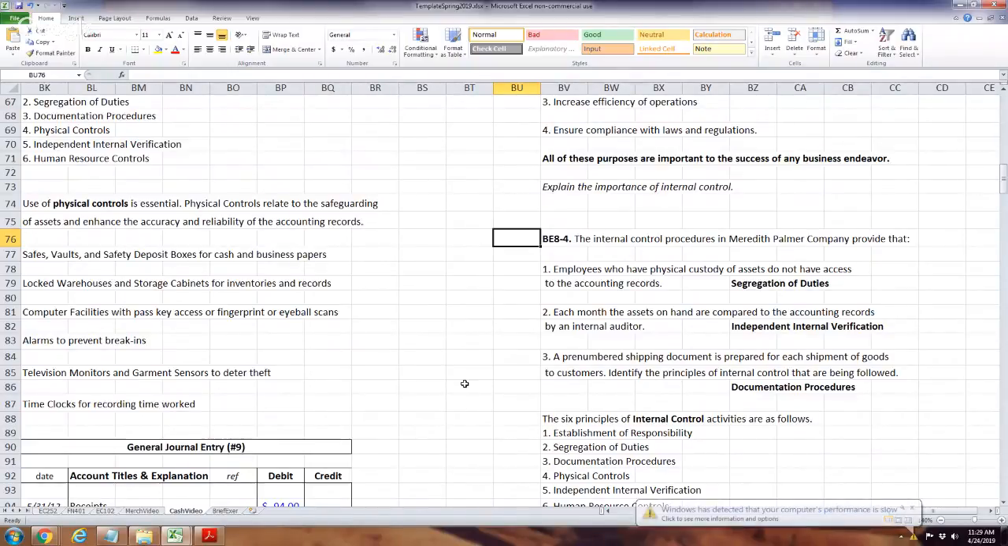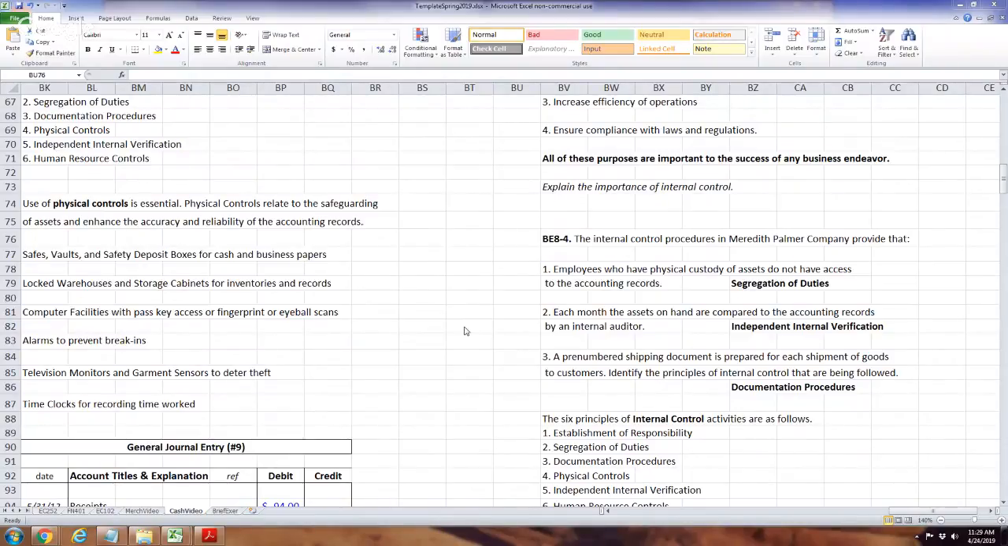Skimming so no one gets wise, and independent internal verification is somebody who dispassionately looks at what's going on. Pre-numbered shipping documents, again, any kind of paper records. Now look, the Port of Elizabeth, or maybe the Port of Newark, and there's merchandise coming in and out of there. It's got to be barcoded, and the documentation's got to be too.